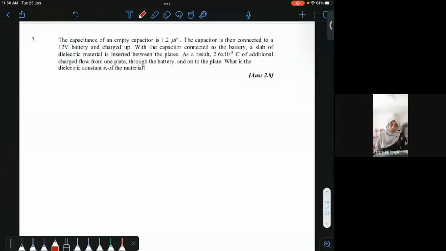Question 7. The capacitance of an empty capacitor is 1.2 microfarad. The capacitor is then connected to a 12 volt battery and charged up. So what you have here is you have a capacitor of 12 microfarad. Dia kata connected to a battery of 12 volt and charged up. So kita sekarang tengah charge dia. Okay, you are charging. With the capacitor connected to the battery, right? So kita tengah charge dekat sini.